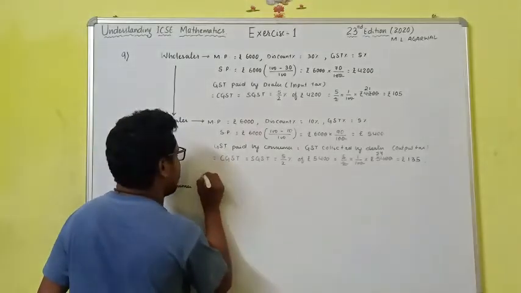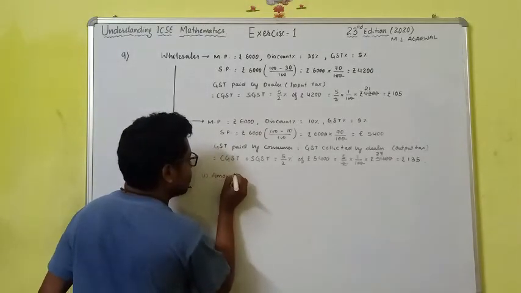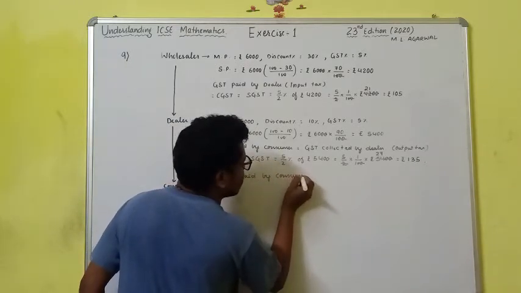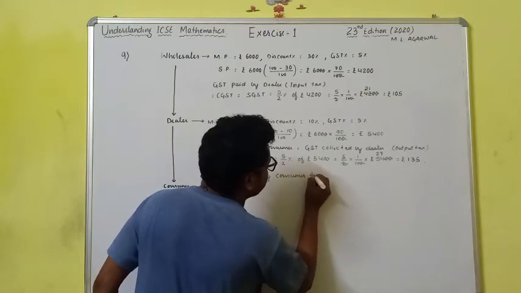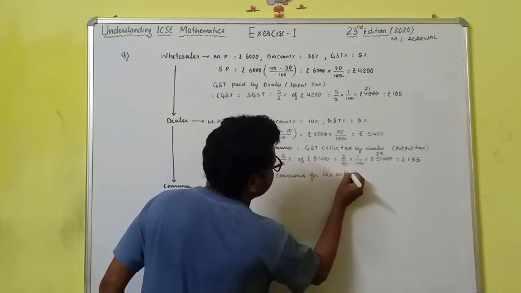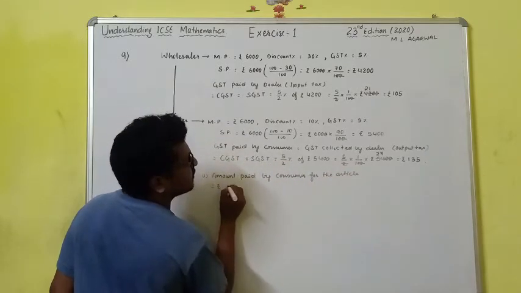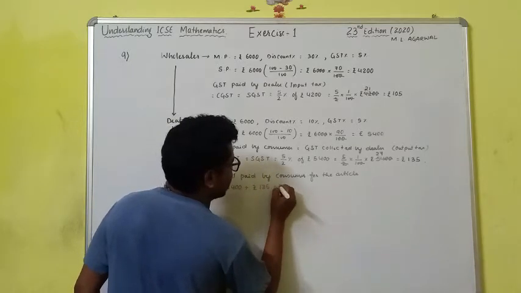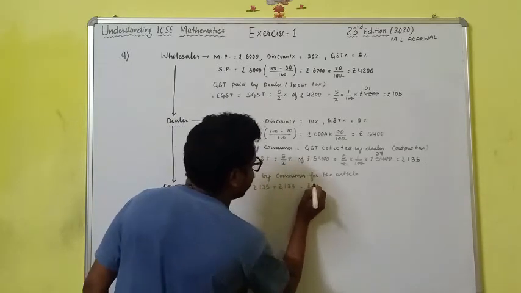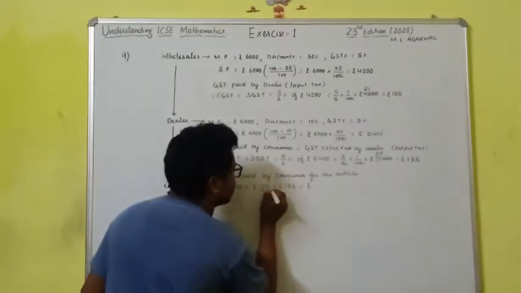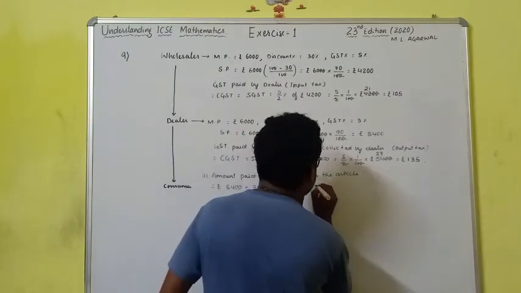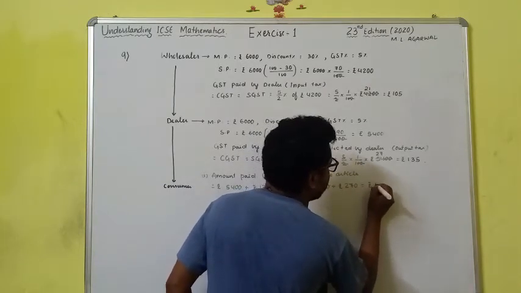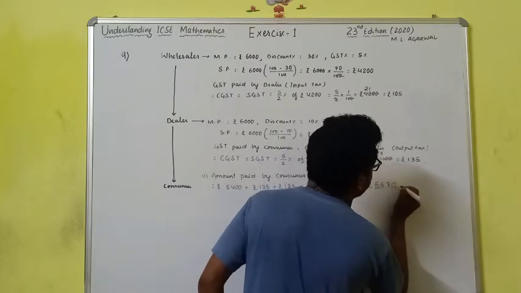So, first question: amount paid by the consumer for the article. Bit 1. Amount paid by consumer for the article is equal to rupees 5,400 plus 135 plus 135. So it will be 270. If you add these two, it will be 270 plus 5,400. 5,400 plus 270 will be equal to 5,670 he has to pay. This is your first answer.